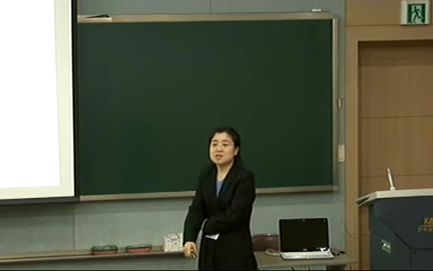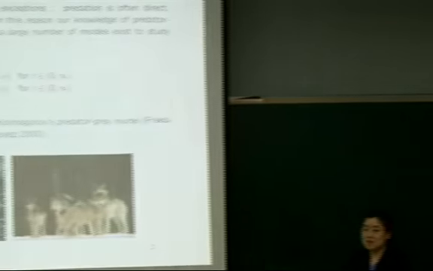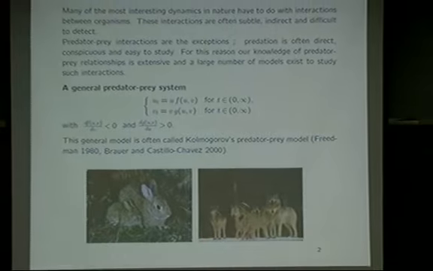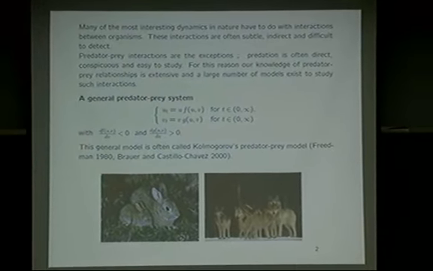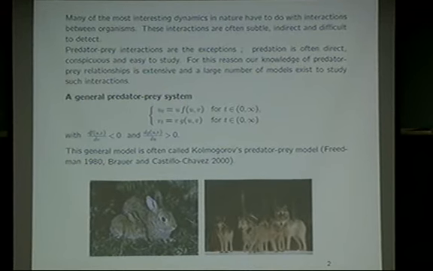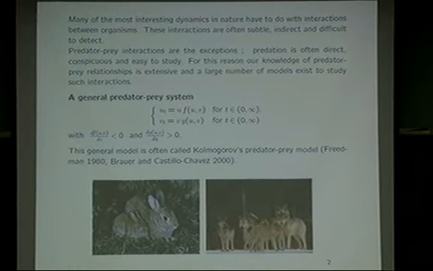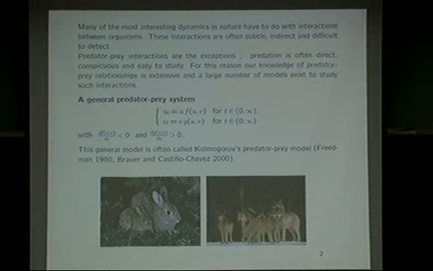I'd like to talk about predator-prey systems this time. First, let me introduce the general form of predator-prey interaction functions. Interactions exist in many dynamics in nature, but among many types of interactions, predator-prey is easy to catch. So there are lots of models to express the predator-prey relationship.